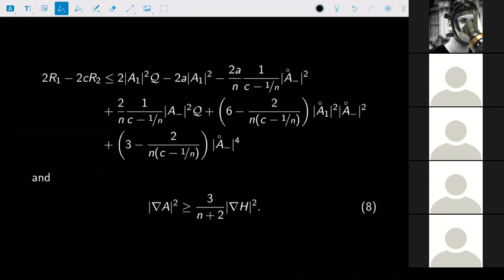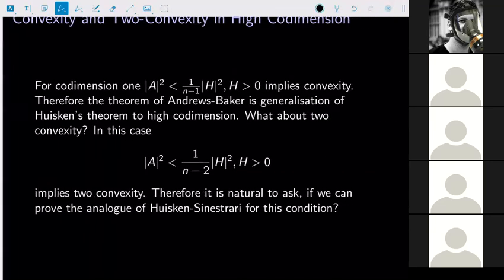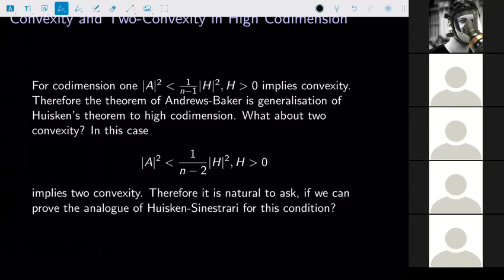Okay, so that's the first thing you have to do. Going back to what I was saying before, for codimension 1, the ratio between the second fundamental form and the mean curvature, plus positive mean curvature, implies convexity. So you can see that the theorem of Andrews and Baker is a generalization of Huisken's theorem to high codimension, which recovers Huisken's theorem in codimension 1.